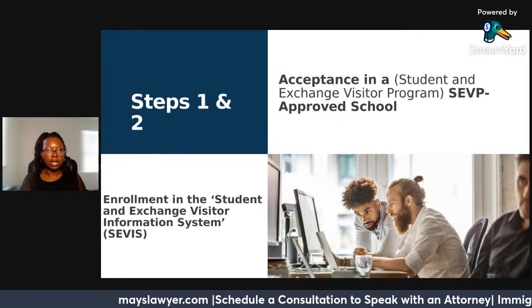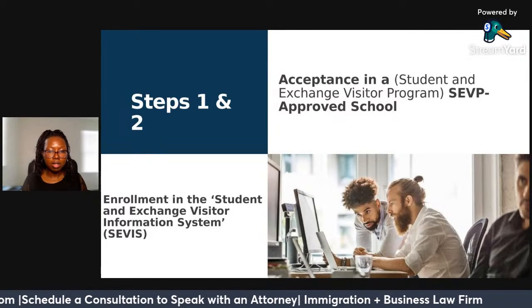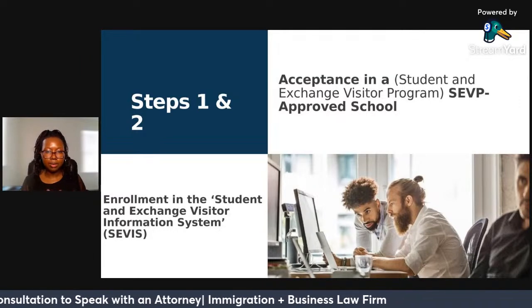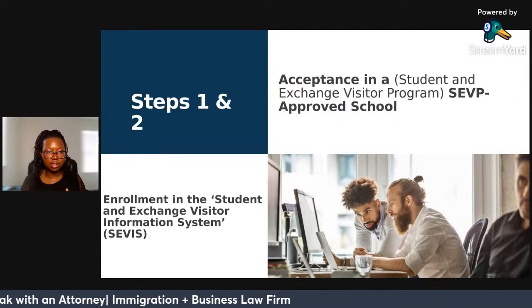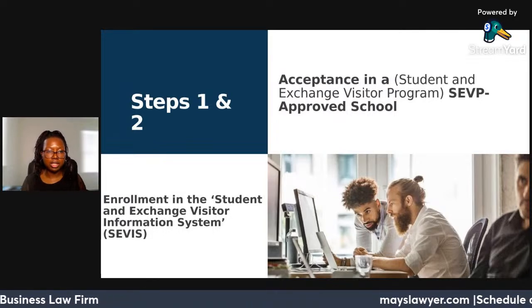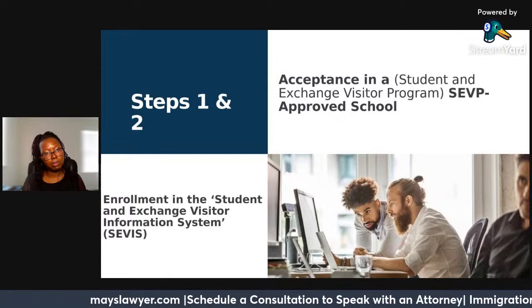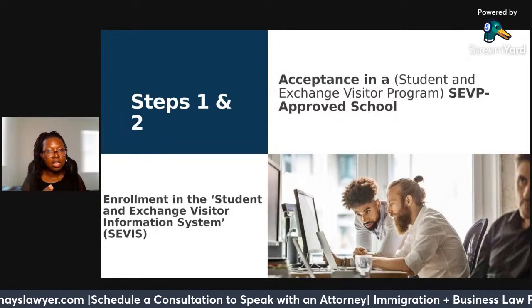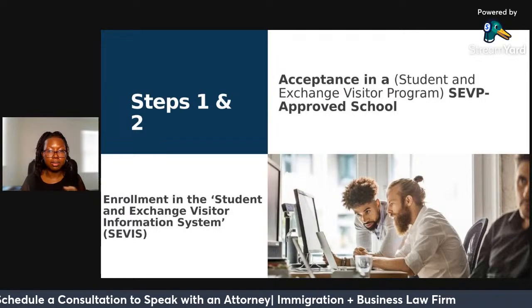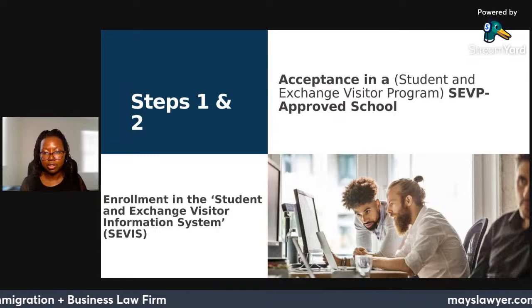So let's say you have a spouse and or children that you want to come with you. They would also need to follow along the same lines. They would obtain their own I-20 from the institution that you're accepted into. They would also need to enroll in the Student Exchange Visitor Information System. And then they would also need to apply for their own visas. So your visa would be the F1 or M1. Their visa would be the F2 or M2. Okay. They would not be required to pay that same I-901 fee that I mentioned earlier.